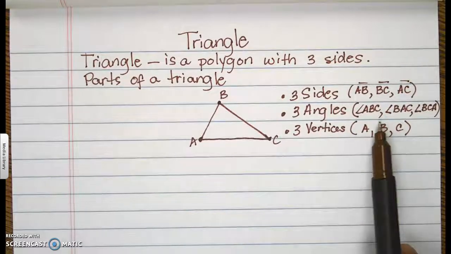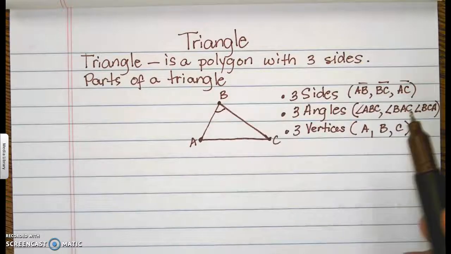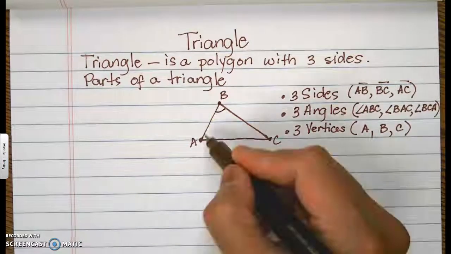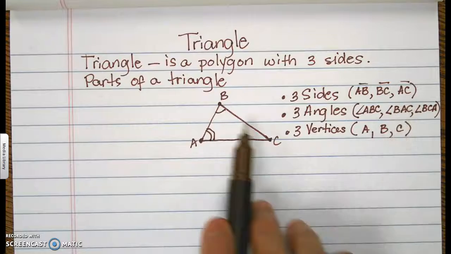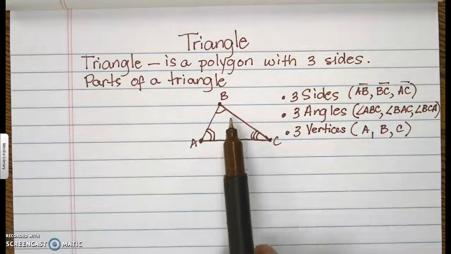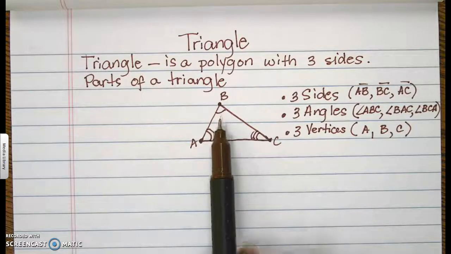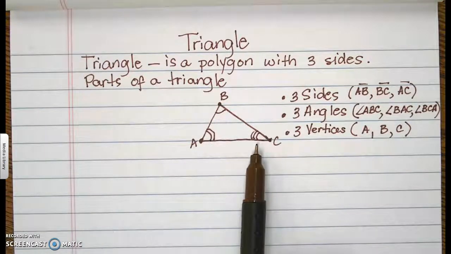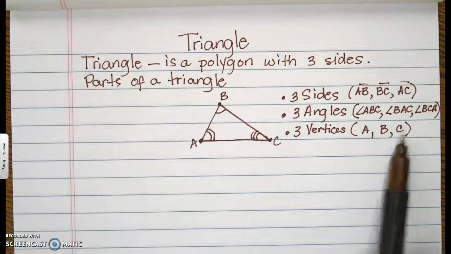It also has three angles, angles ABC, which is this one, angle BAC, which is this one, and angle BCA, which is this one. The notations I'm using indicate that the angles are not congruent. If the signs or the symbols that I use are the same, it indicates that those are congruent parts. So going back, there are also three vertices, and those are vertex A, B, and C.